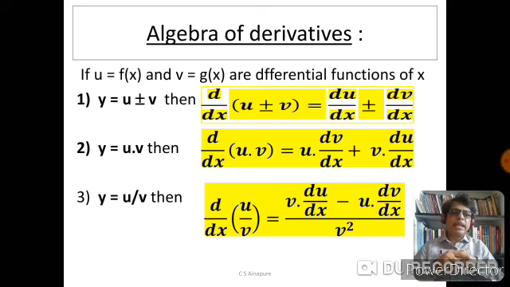dv by dx divided by v square, or you may use the notation dash, v into u dash minus u into v dash divided by v square. Or you may remember in words, it is derivative of quotient or division is equal to denominator into derivative of numerator minus the numerator into derivative of denominator divided by denominator square. So the student must be ready with these 4 formulae plus previous 11 formulae.